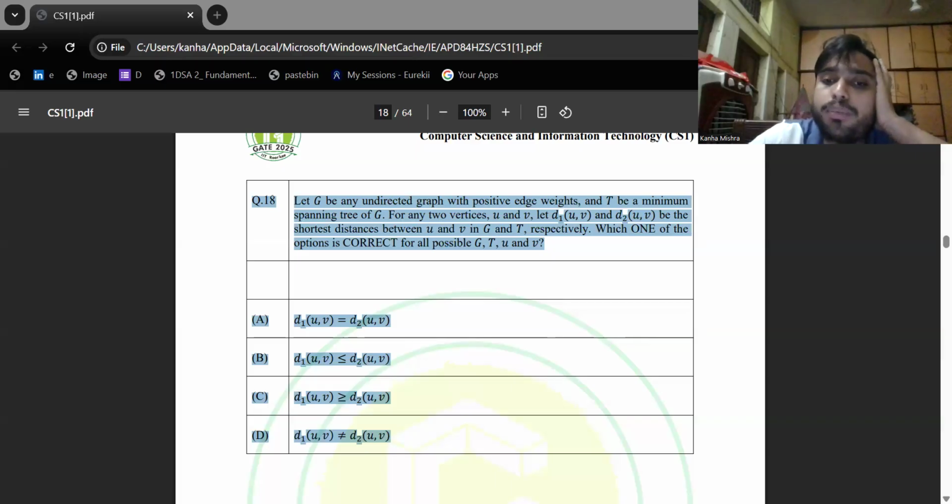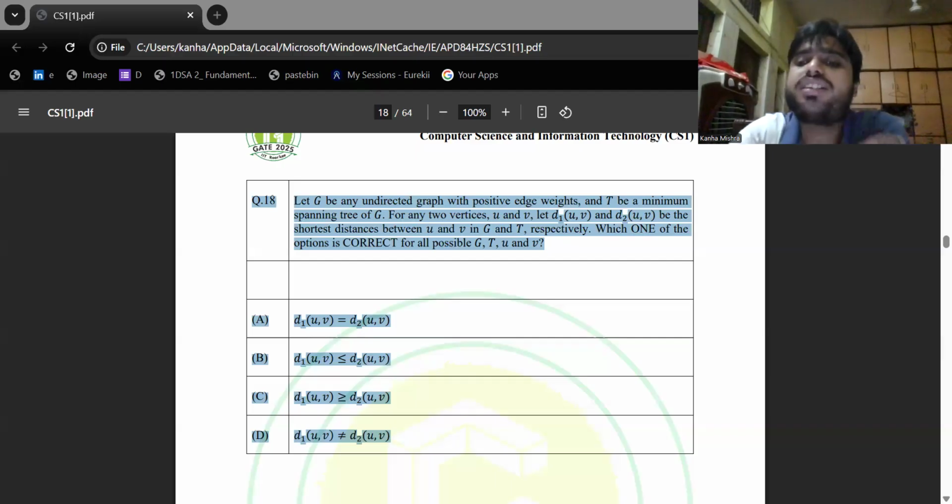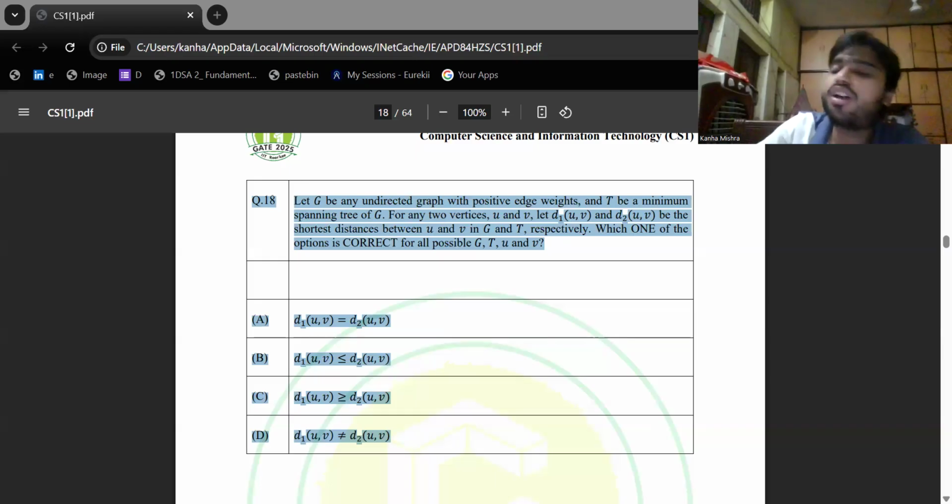So how do we build an MST? Either we build it using Kruskal's algorithm or using Prim's algorithm. These are two algorithms which help us build an MST. Kruskal uses union find, and Prim's uses something like a BFS. So let's go back to the question again. For any two vertices U, V, let D1 of U, V be the shortest distance in graph G and D2 of U, V be the shortest distance in the MST T.